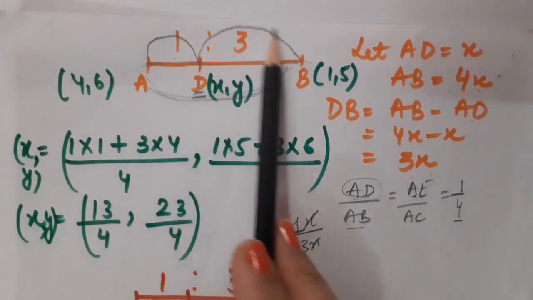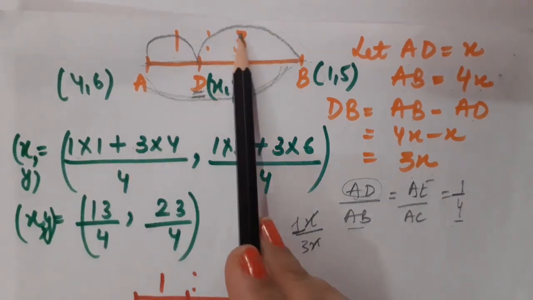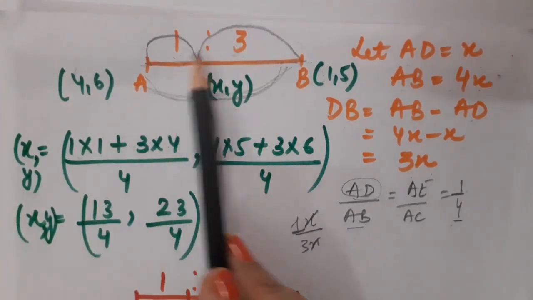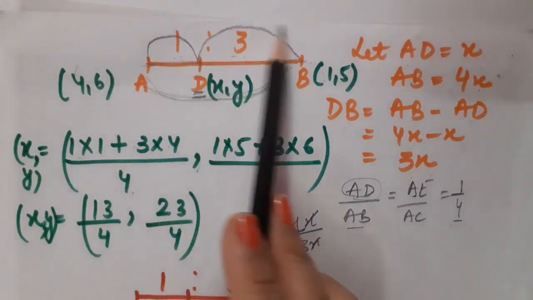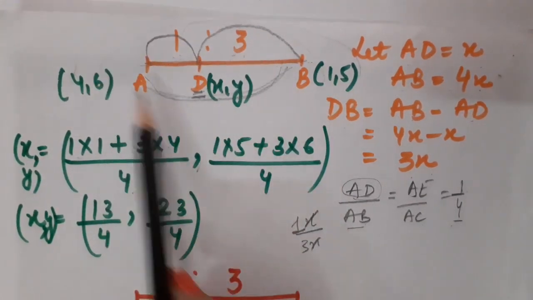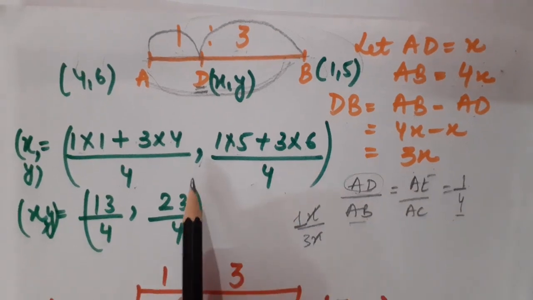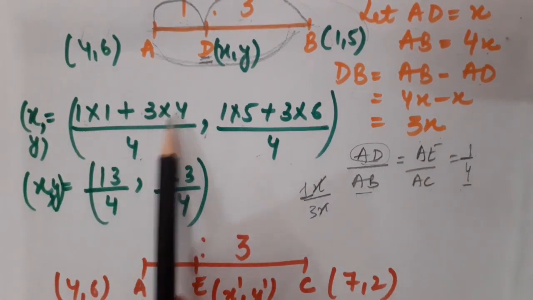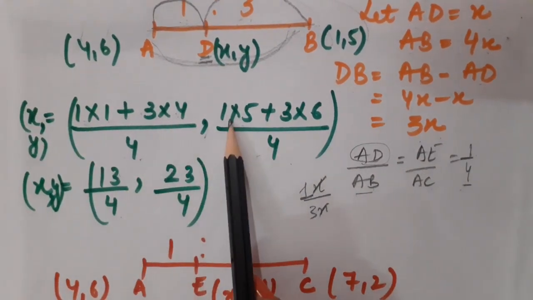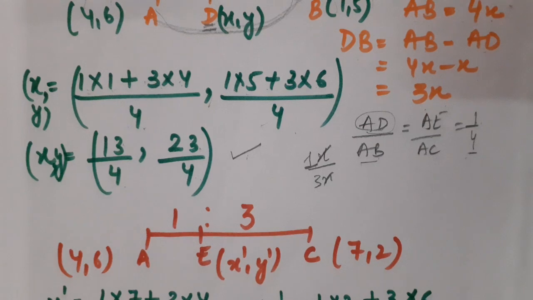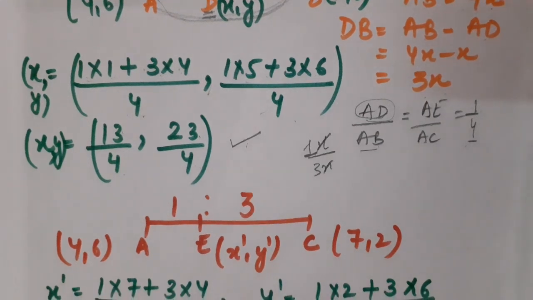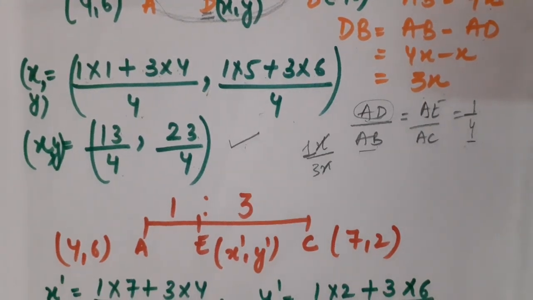Now children, using the section formula I have to calculate the coordinates of point D. So they will be (1 into 1 plus 3 into 4) upon the sum of the ratio, that is 4, comma (1 into 5 plus 3 into 6) upon 4. So you will get 1 plus 12, that is 13 upon 4, and 5 plus 18, that is 23 upon 4. You have calculated the coordinates of point D, which is intersecting the line segment AB in the ratio 1:3.